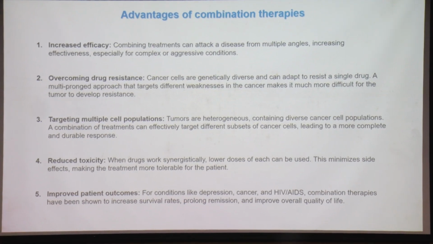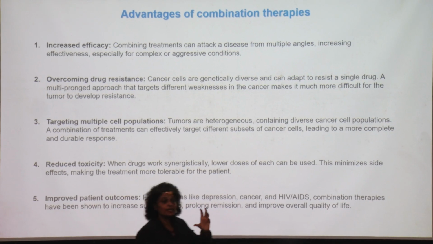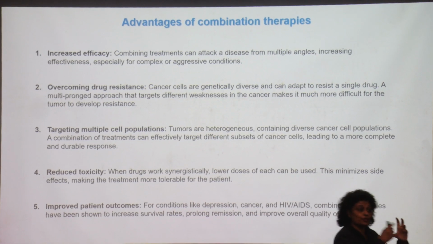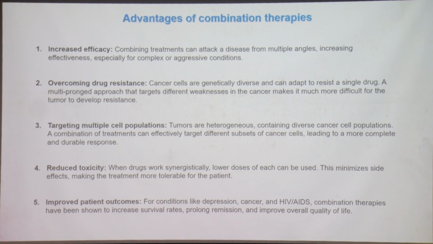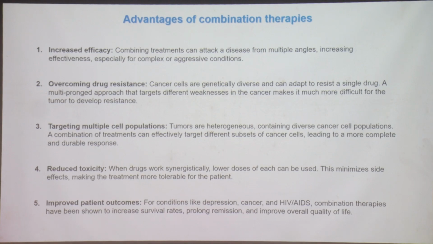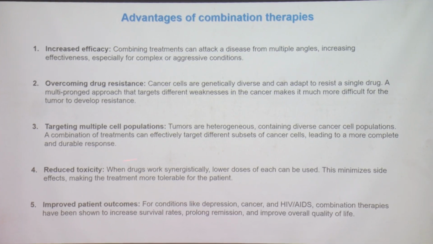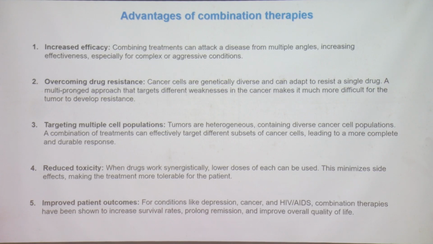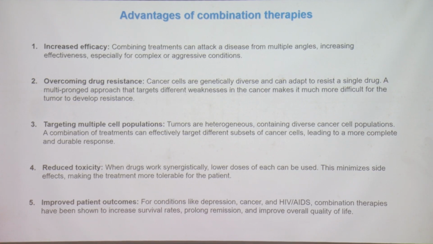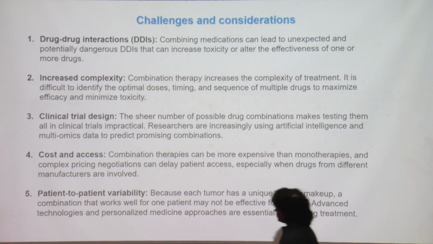Okay, you target multiple populations. Remember, tumor is heterogeneous. If you inhibit one thing, the tumor may not regress. So if you're attacking from multiple directions using combination therapy, you can kill the tumor quickly. If you use the right combination of drugs, it may be less toxic. If you use the wrong combination, it will be very toxic. Okay, and this has improved patient outcomes.